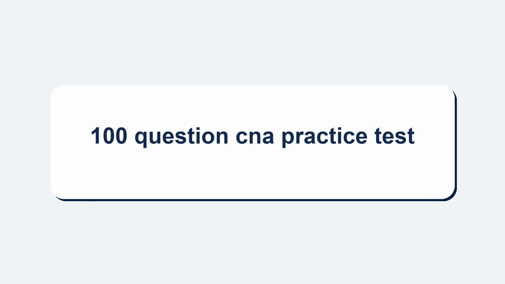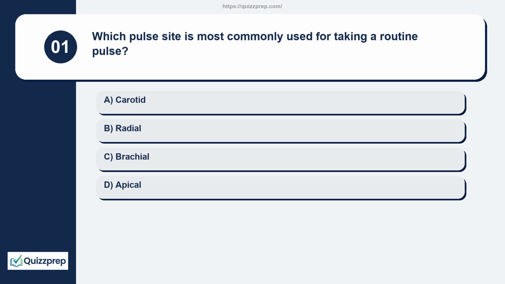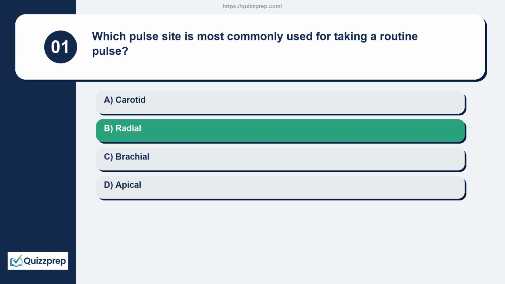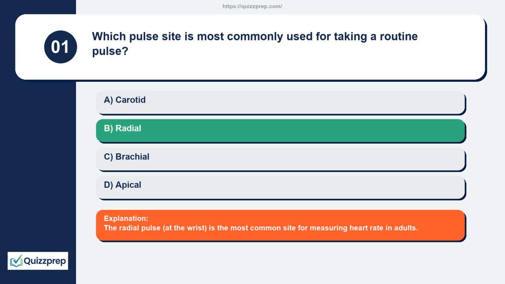100-question CNA practice test. Question 1. Which pulse site is most commonly used for taking a routine pulse? Carotid, radial, brachial, apical. The radial pulse, at the wrist, is the most common site for measuring heart rate in adults.